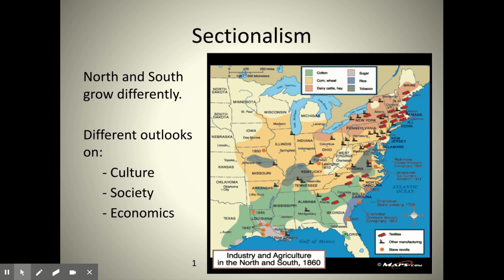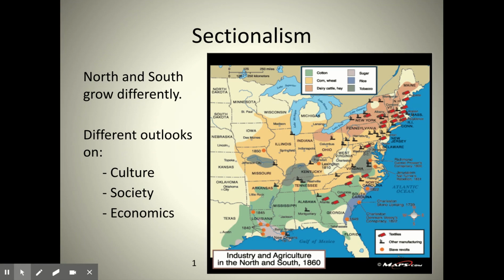So as you can see here, take a look at this map. The North and the South are growing a lot differently. You have, obviously, if you look in green, that represents cotton. Cotton was referred to as King Cotton for a reason. Cotton was king. They were making so much money off of cotton in the South, and not just from the United States, but from other countries.